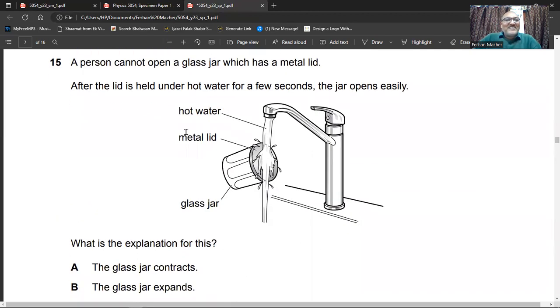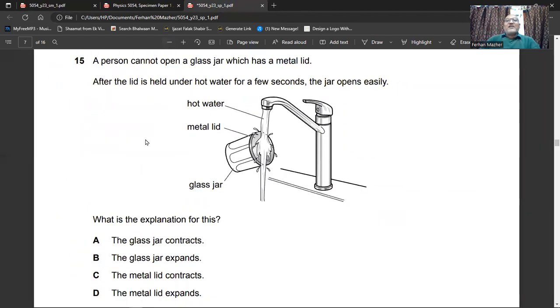Okay, so we are going to the next question. The next question coming up on your screen is question number 15. A person cannot open a glass jar which has a metal lid. After the lid is held under hot water for a few seconds, the jar opens easily. So basically what happens? When the hot water falls on that lid, the metal expands. And obviously the jar will expand also, but the jar will expand a little later. Before that, the lid will expand, and when the lid expands, you can easily open it.